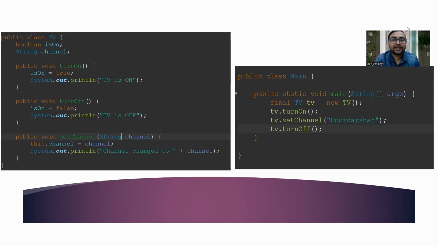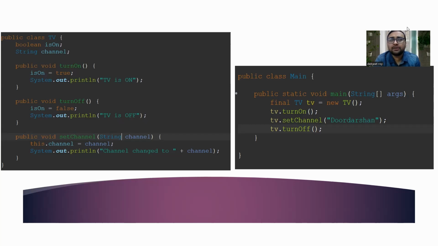So there are various methods present in it, like turn on, turn off, and set channel. From the main class, we can create an object of this TV class, and you can turn on, turn off, or set the channel as well. But there is a problem here. Can you think about what the problem is? There is a problem of abstraction. There is no layer of abstraction over here.